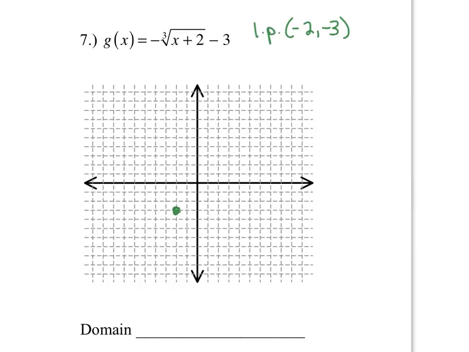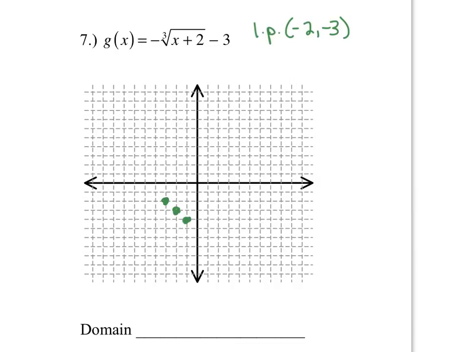And then choose a couple values. So if I choose -1, -1 plus 2 is 1. The cube root of 1 is 1, but you have that negative, so that would be -1 minus 3, which is -4. And I'm going to also choose -3. -3 plus 2 is -1. The cube root of -1 is -1. Times a negative is a +1. Minus 3 is -2.